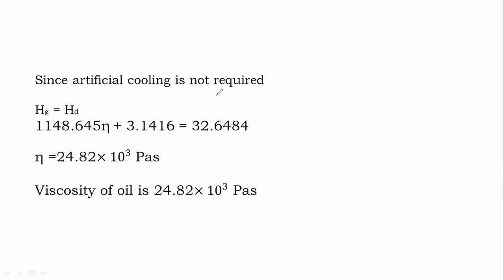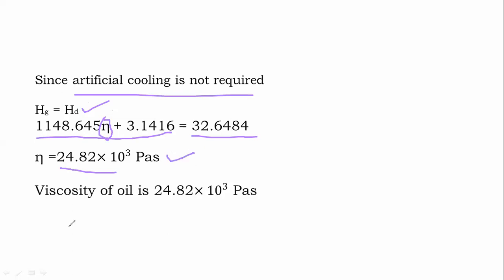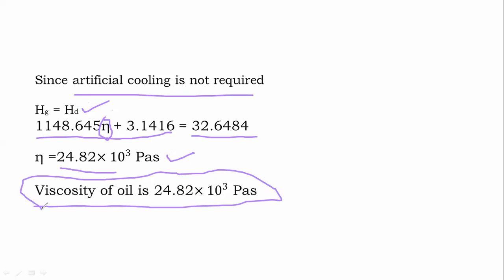No artificial cooling required means heat generated equals heat dissipated. From equation number 2, heat generated is this much. From equation number 3, heat dissipated is this much. So from this equation, the only unknown is the viscosity. Just substitute and calculate the viscosity. After calculating, we get the viscosity as 24.82 into 10 raised to 3 Pa·s. So according to the question, we calculated the viscosity when no artificial cooling is required. This is how the problem is completed, my dear students. If any question, you can contact us on WhatsApp.